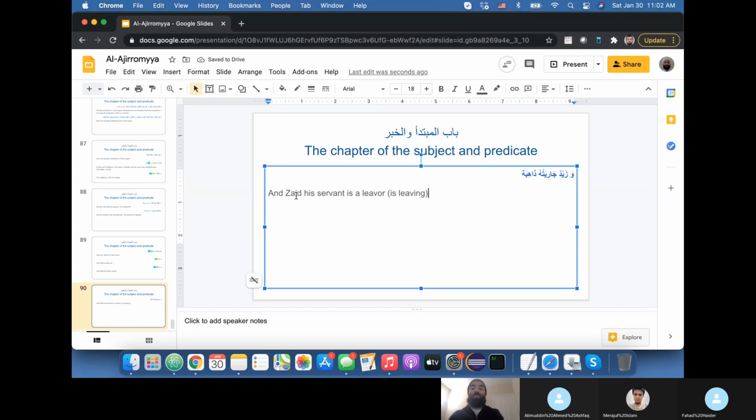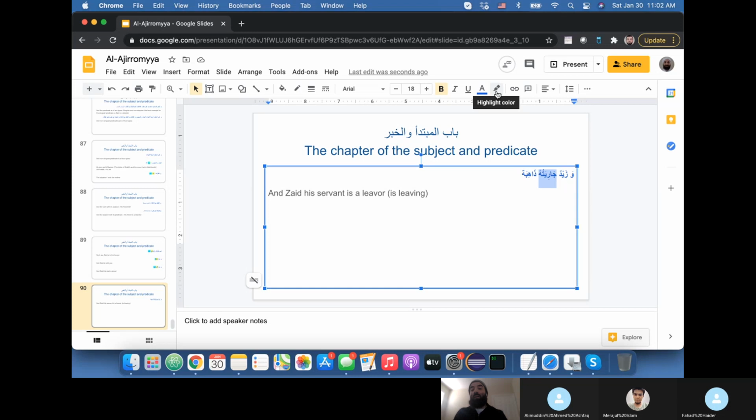So Zayd is the subject. His servant is leaving, or is a lever, is the predicate. And the predicate itself has a subject and a predicate. His servant is a subject, and is leaving, or is a lever, is the predicate, right? So that's about it regarding the predicate. There's nothing else that the author mentions. He moves on to the next chapter, but for a beginner, this is more than enough, right?